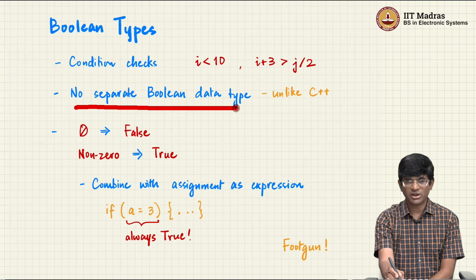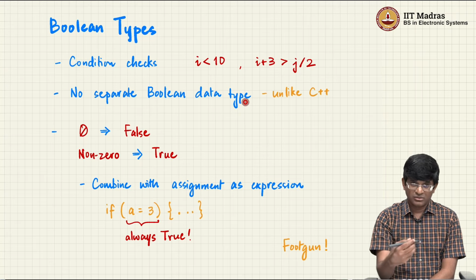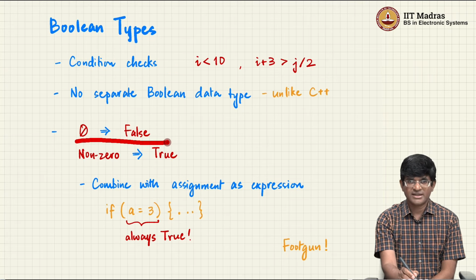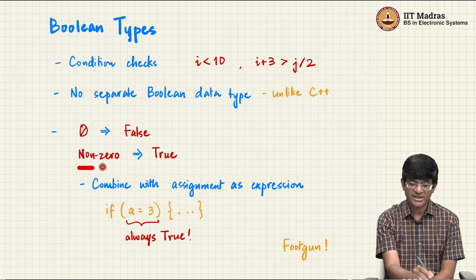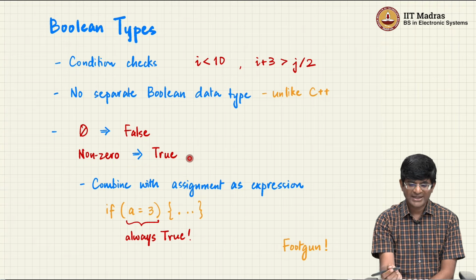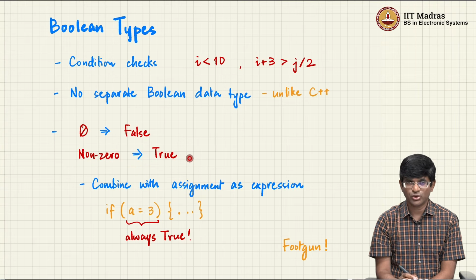If you do want a Boolean data type, there are some headers that you can include that will allow you to declare something called bool, but that's still effectively implemented as an integer. What C does instead is that any value which is 0 is treated as false and any non-zero value is treated as true, which is quite easy to understand and make use of, except that it can potentially lead you to problems.